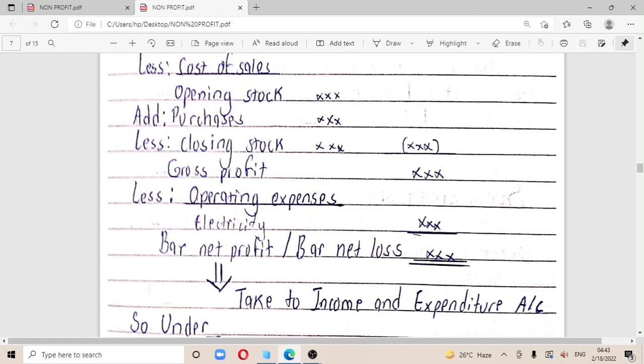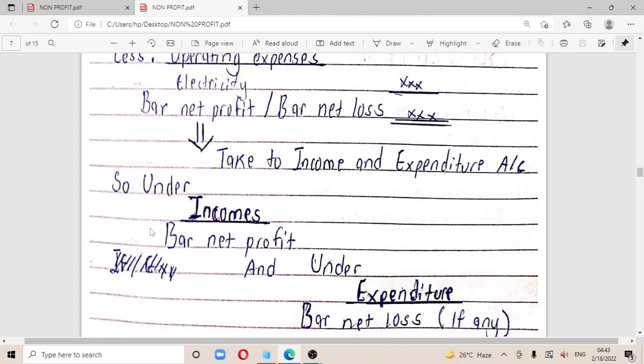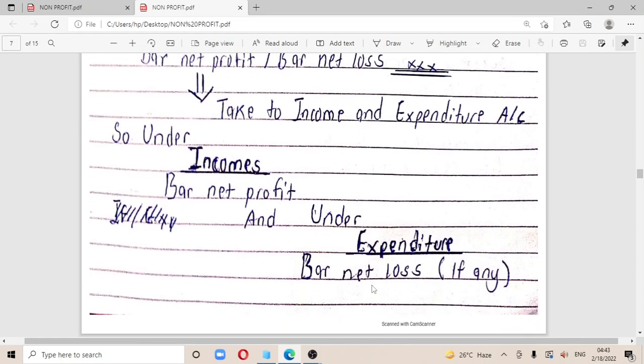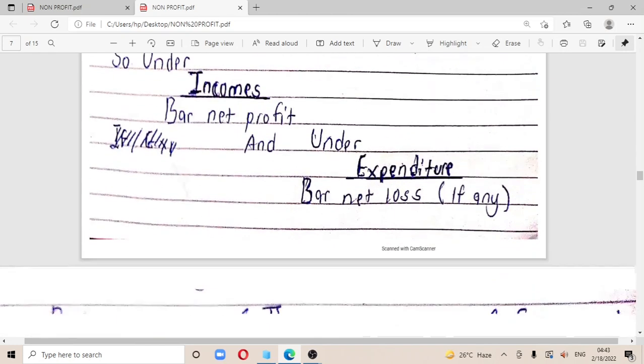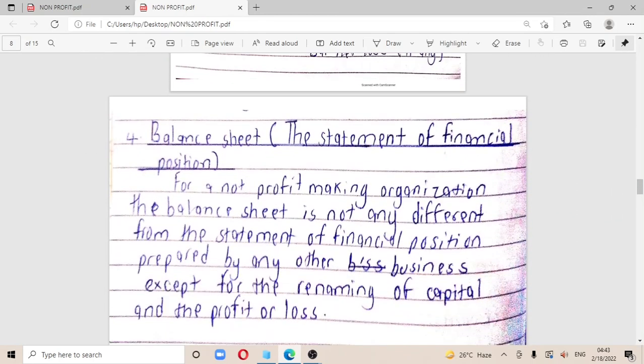With this income and expenditure account, under incomes, if I told you there is a profit, you will say bar net profit. And under expenditure, if I told you there is a net loss, you say bar net loss, if I told you have gotten any. So having known that, we go to the balance sheet, which is the statement of financial position.